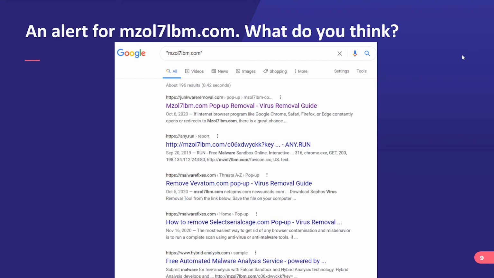Now, as a human being looking at this information right here, what do you think? Do you think this is good, or if you had an alert for this domain and you did this search and found these results, would you think this is a false positive or true positive? Well, I think most people at this point, if you were thinking false positive before, would change your mind and switch to true positive. This is probably something bad. And that's easy for us to do as human beings, right?